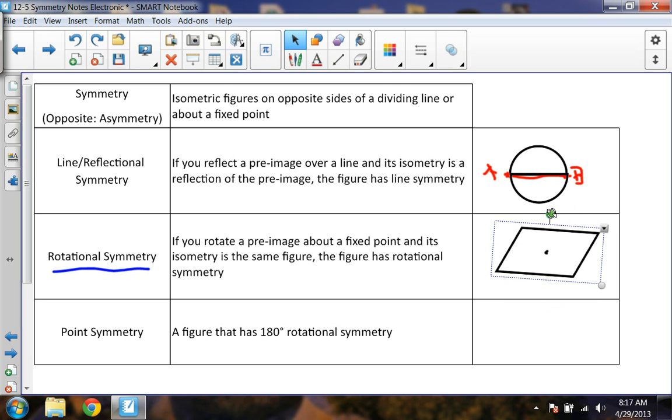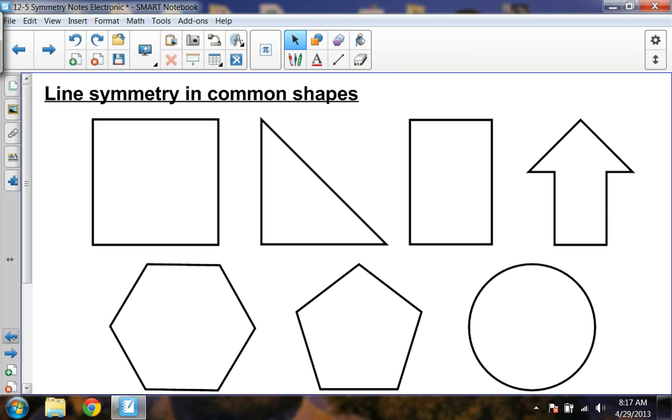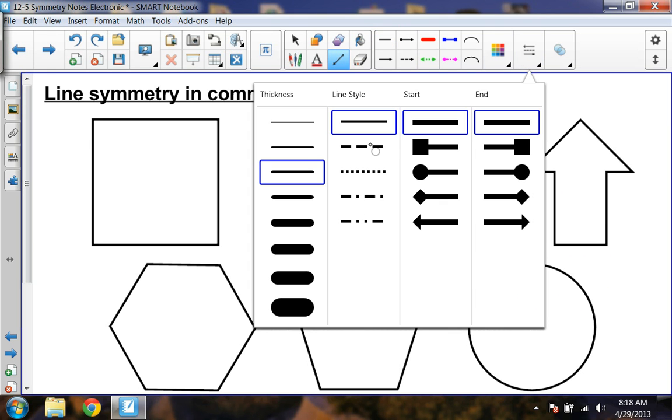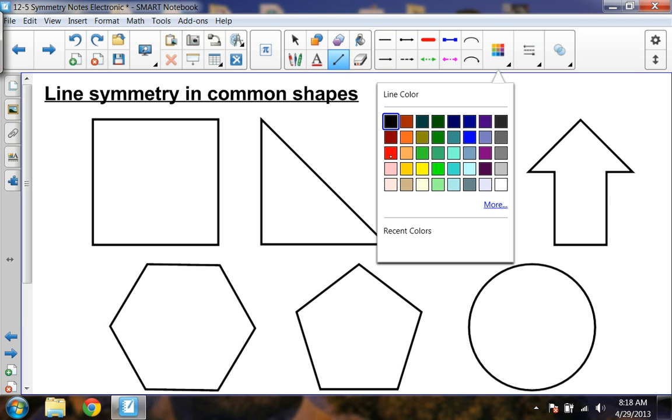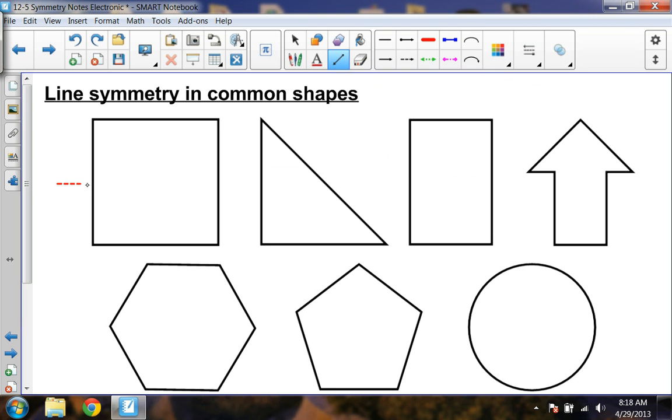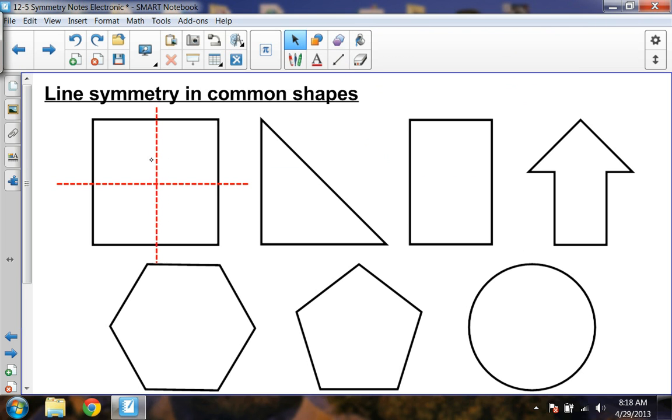So we'll go through some examples of both of these and just make sure that we divide them all and show them. So, line symmetry and common shapes. Here we have a square, and what are its axes of symmetry? You can divide it right through the middle here, and none of these will be exact, but if I divide it right through the middle, then I have a mirror image of this side and this side. Dividing this right in half, this way and this way, gives it line symmetry.